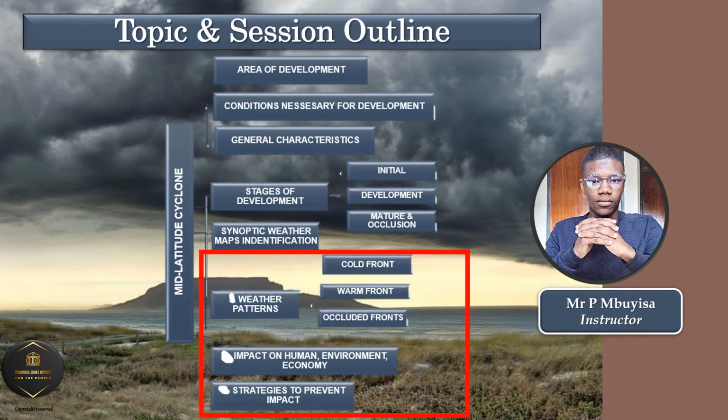And remember, I had said that the impact may be both positive or negative. Since the impact may be negative, you need to know some of the strategies we can employ to mitigate the impact, or to prevent or reduce the impact. Without wasting any time, let us get to it.